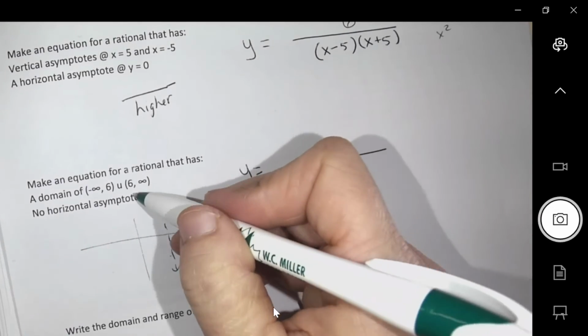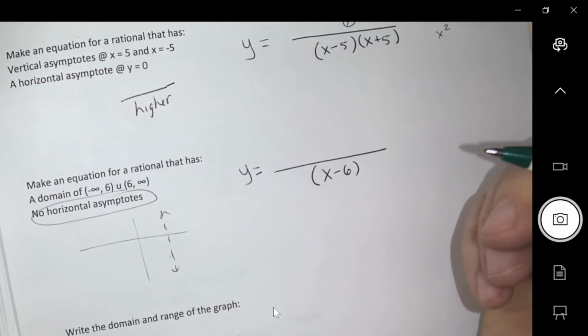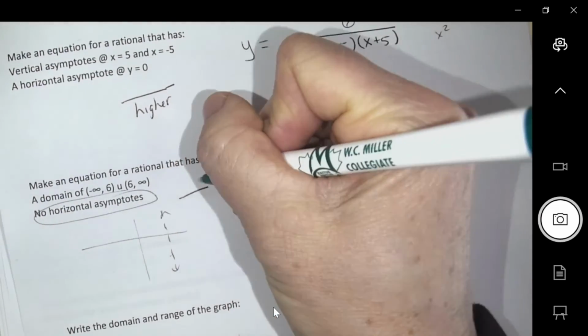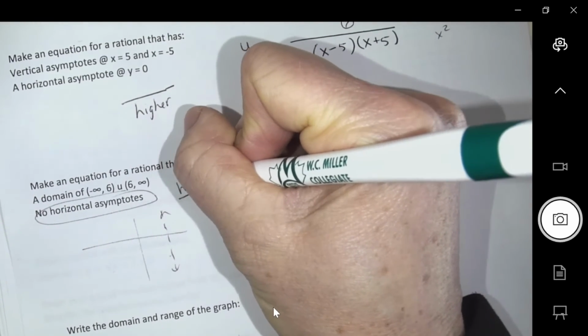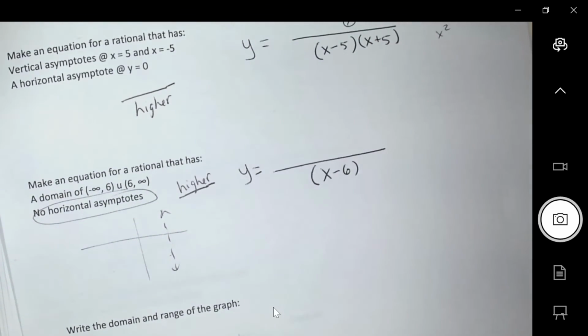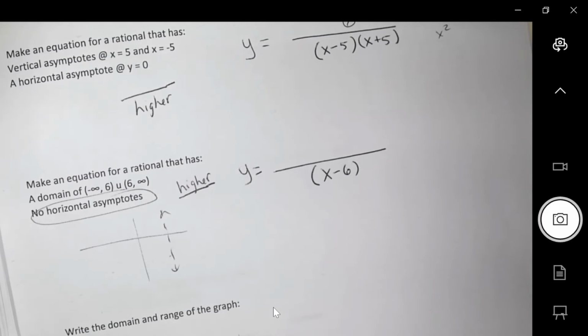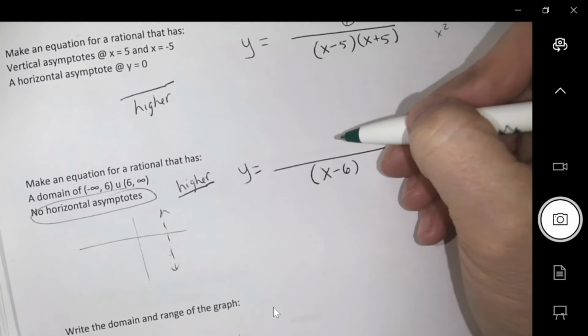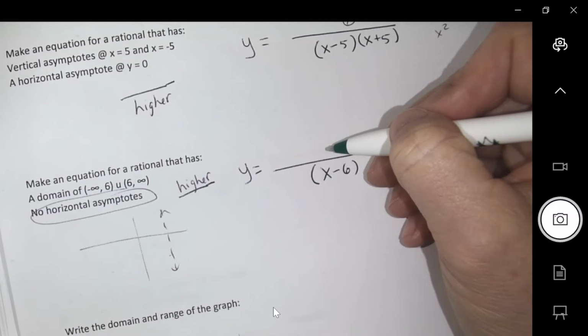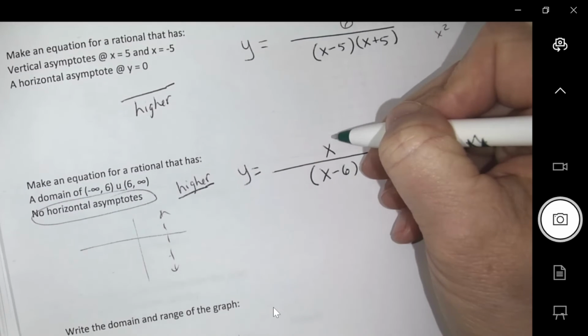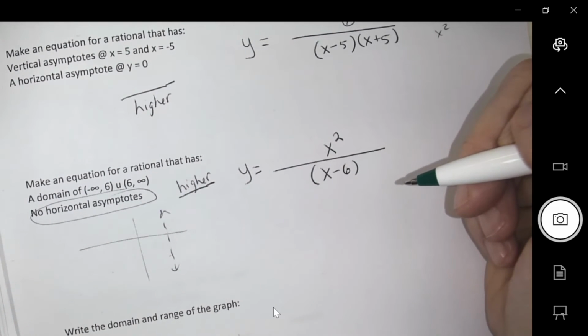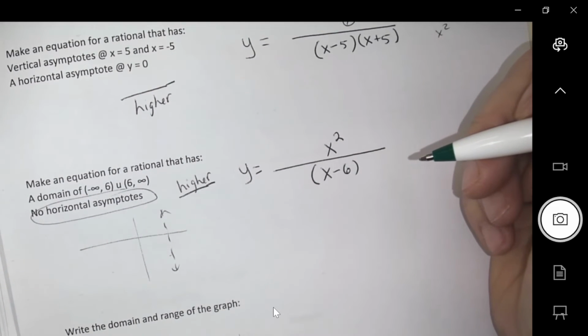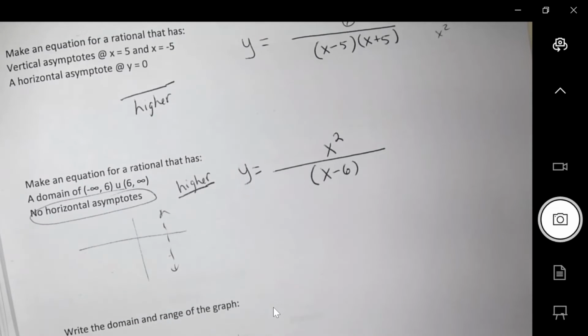And how do I make no horizontal asymptotes? The rule is to be higher degreed on the top. So whatever I put on the top needs to be more than an x. So you could be an x squared, you could be an x cubed, whatever. You need to make that degree higher on the top.